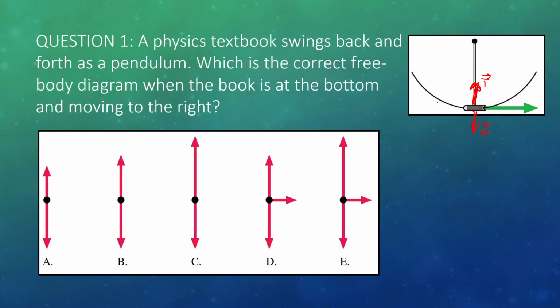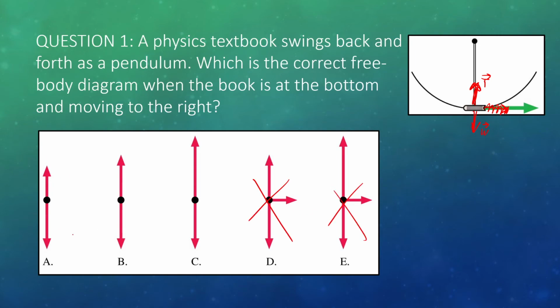And that's it. A lot of times students will still make the mistake of putting a force in this direction, but there isn't one. There's nothing pushing or pulling the object to the right. So be careful. Now, there are not three forces. That rules out D and E.